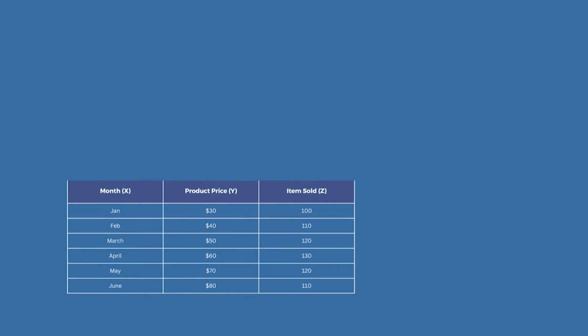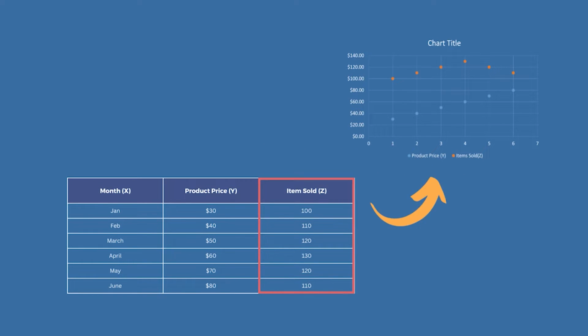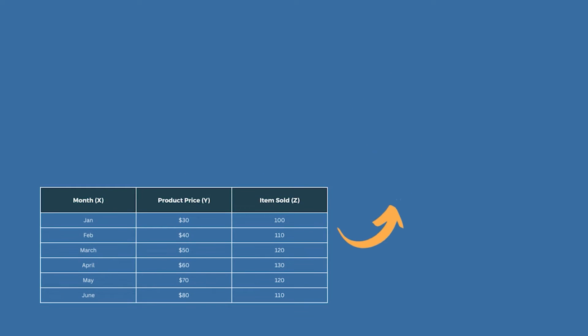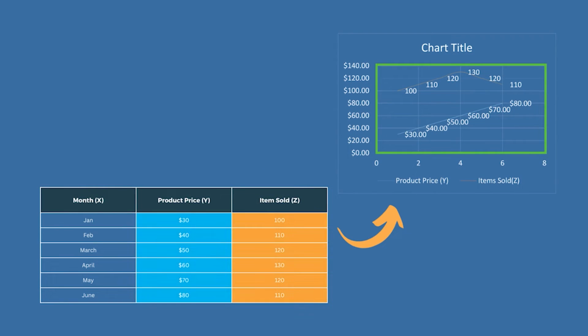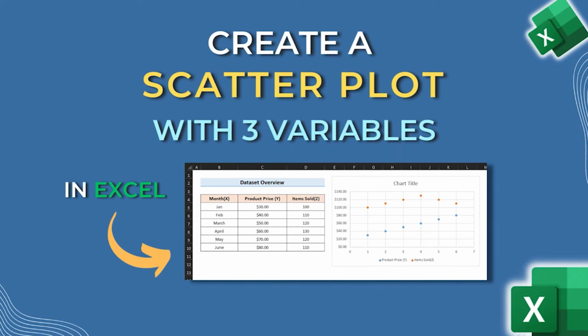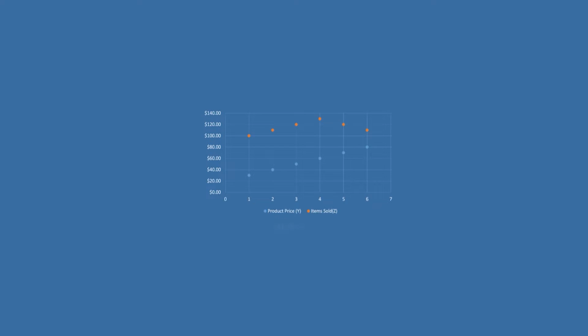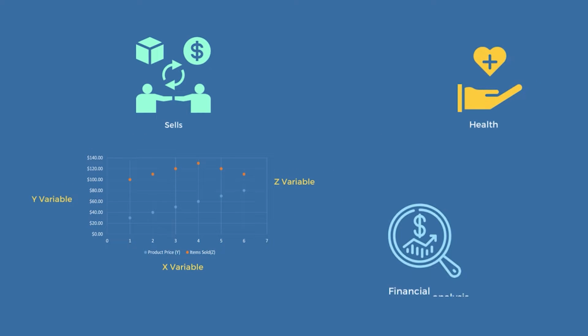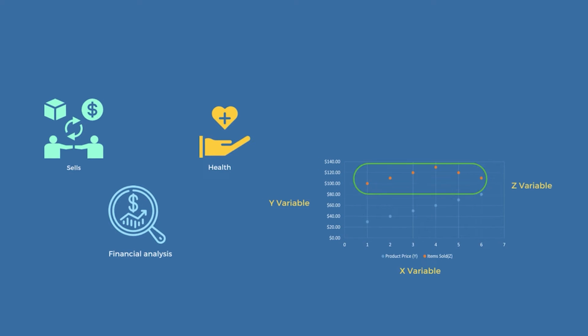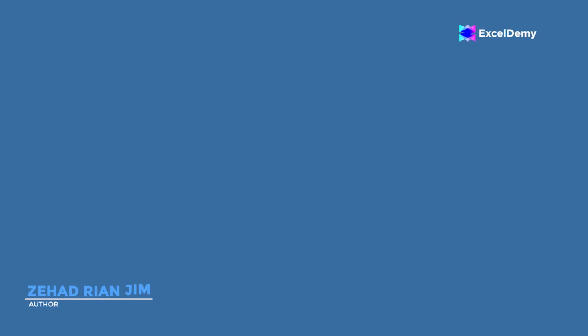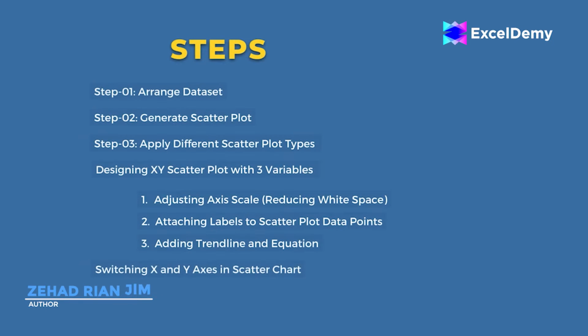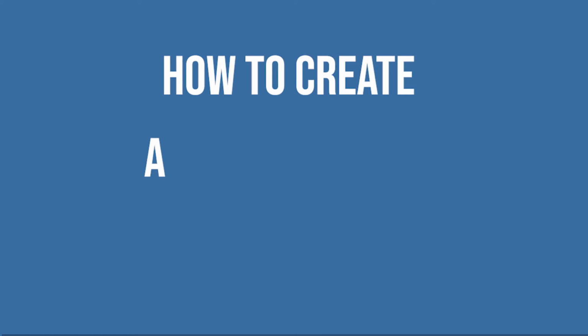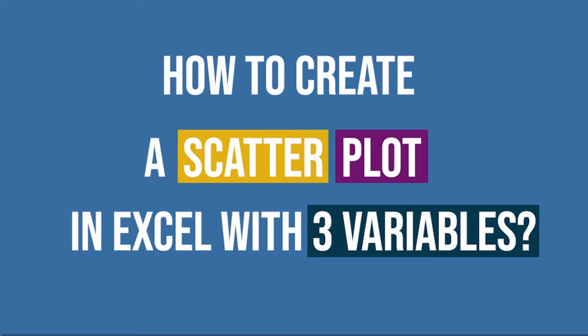Hello everyone! If you want to show complex data with more than two variables or want to interpret a relationship between different variables, then a scatter plot with three variables is the best option for you. Moreover, scatter plots with three variables are mostly used in sales, health, and financial analysis to represent proper patterns or correlation between them. So, this is Zehad Rian from Exceldemy, and today we'll learn several steps on how to create a scatter plot in Excel with three variables.